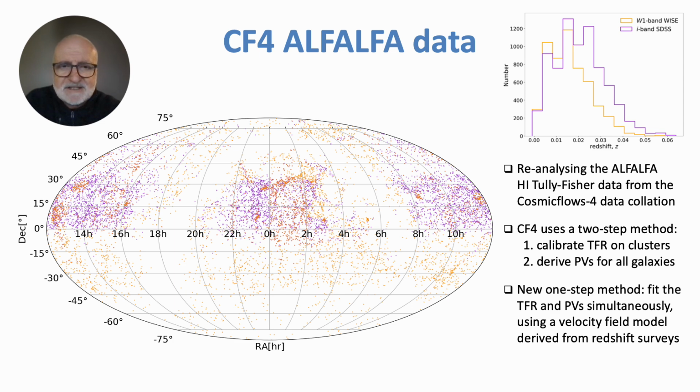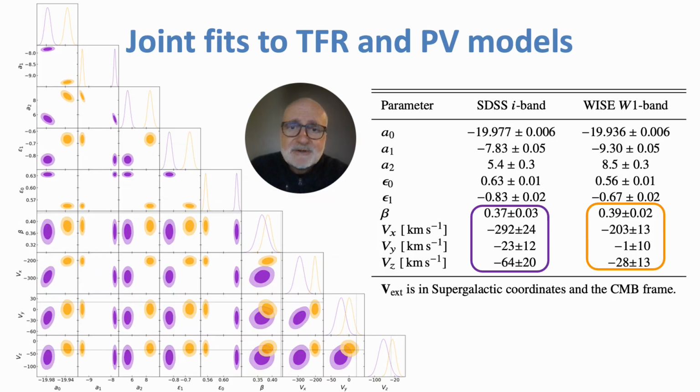We simultaneously fit the Tully-Fisher relation and the distances using a velocity field model derived from redshift surveys. We apply this new method to the subsets of the Cosmic Flows 4 data with ALFALFA HI line widths and photometry either from SDSS, a denser sample in the northern sky, or from WISE, a sparser sample but covering the whole sky. We get reasonably consistent results from these two partially overlapping samples, as shown in the table and the corner plots. The purple results are coming from SDSS plus HI, and the orange results from the WISE plus HI sample.